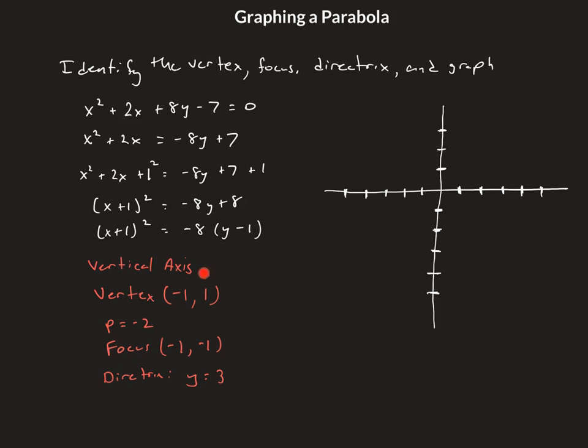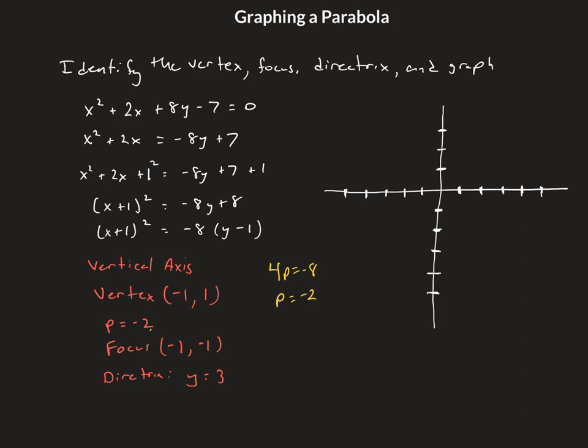So again, we have a vertical axis of symmetry. We know the vertex is at negative 1, 1, because h is negative 1, k will be a positive 1. Negative 8 happens to equal 4p. So in this particular problem, I know 4p equals negative 8, so p will equal negative 2. That's how we got that value. Since it's a vertical axis, I'm going to add p to the 1 to get to the focus. So in this case, I will be at negative 1, because 1 plus a negative 2 is going to be negative 1. And then the directrix is y equals the opposite of p, which will be positive 2 plus 1, which gives me 3.